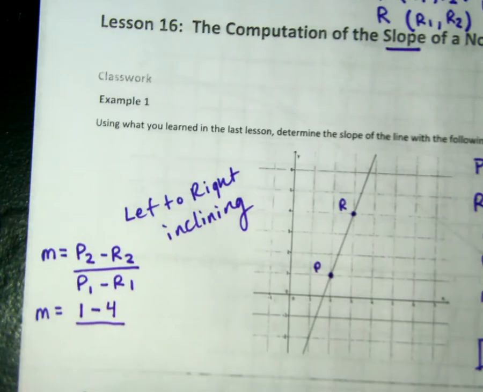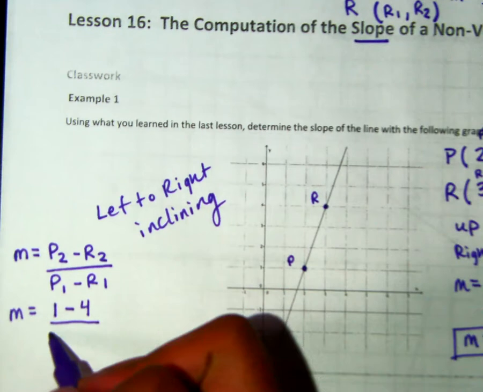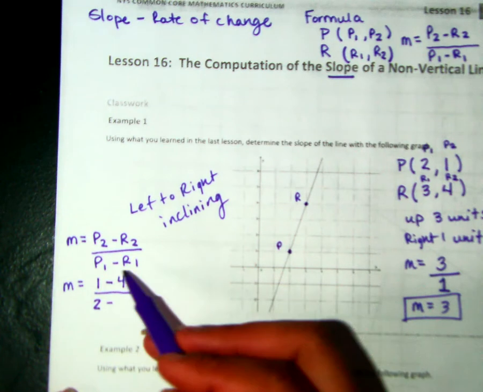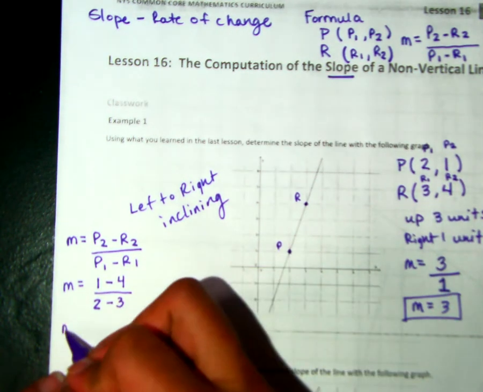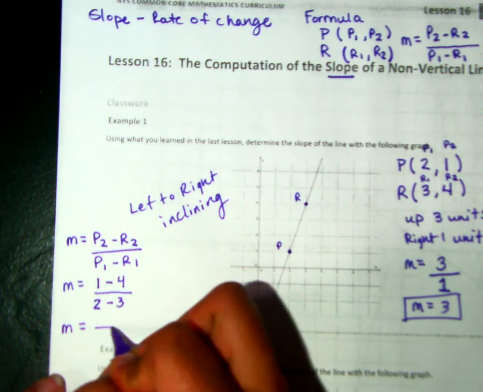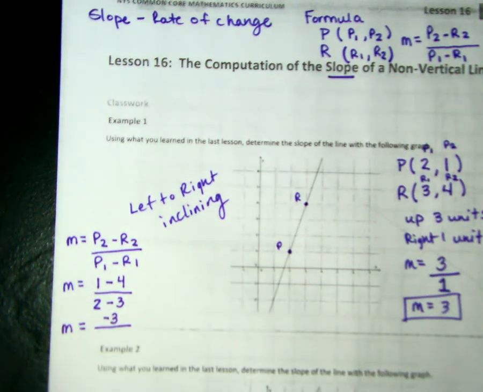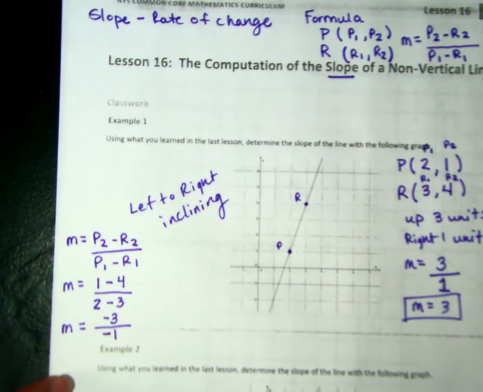I'm now putting that over P1 subtract from it R1 of 3. Continuing to work vertically. Now I want to do this math. In my numerator, I have 1 minus 4. Going to be left with a negative 3. Then I have 2 minus 3. Going to be left with a negative 1.